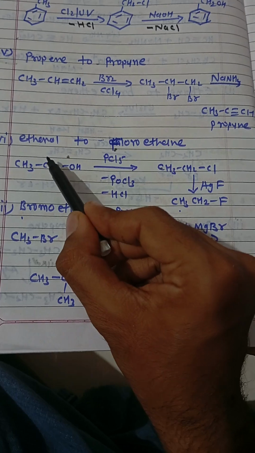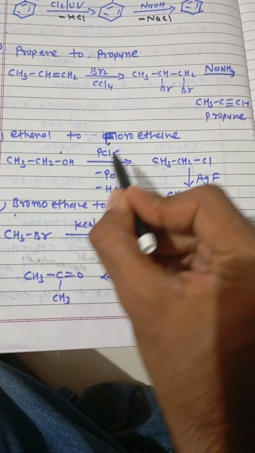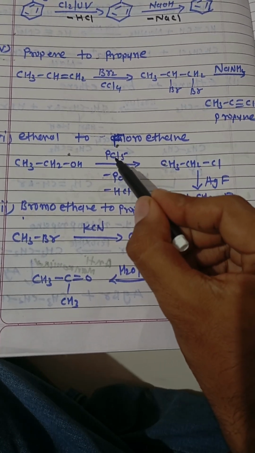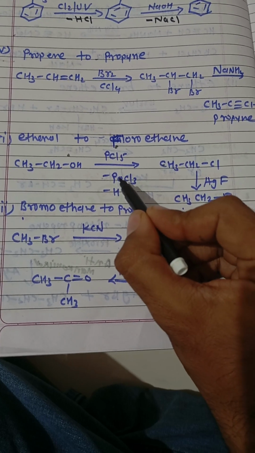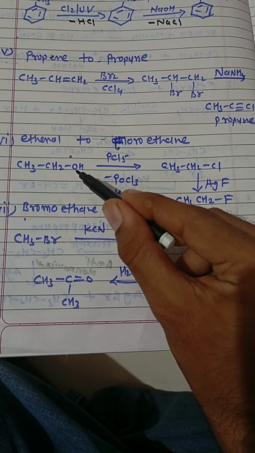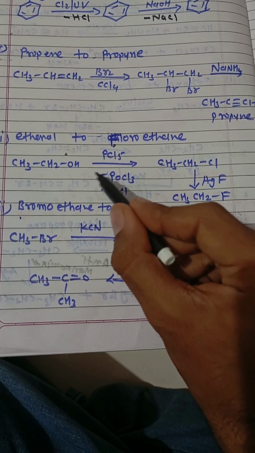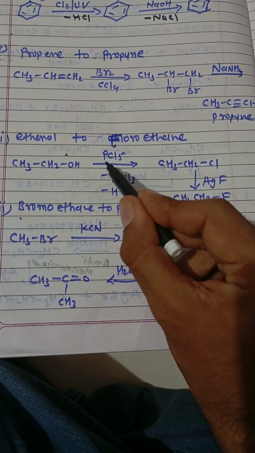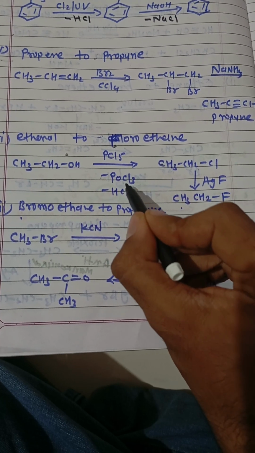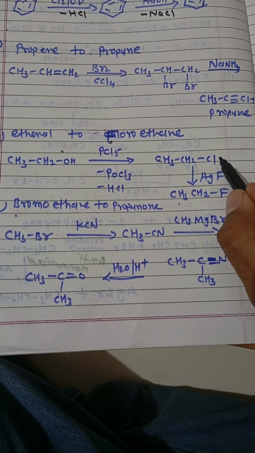Next one is ethanol to fluoroethane. We have ethanol, and it reacts with phosphorus pentachloride. One chlorine is attached to the CH3CH2 by removing the OH group. This OH forms two different things: oxygen goes with phosphorus and chlorine to form phosphorus oxychloride, and hydrogen goes with chlorine to form HCl. Here we get chloroethane.